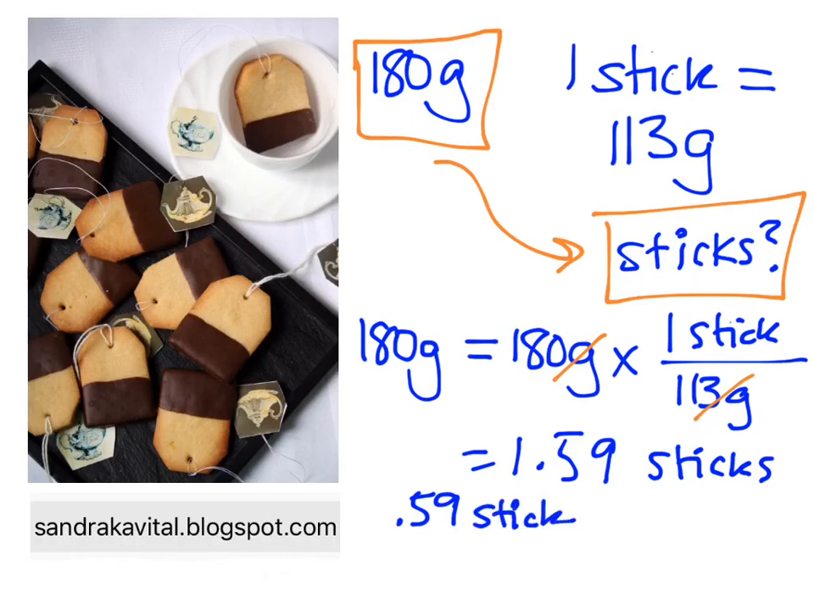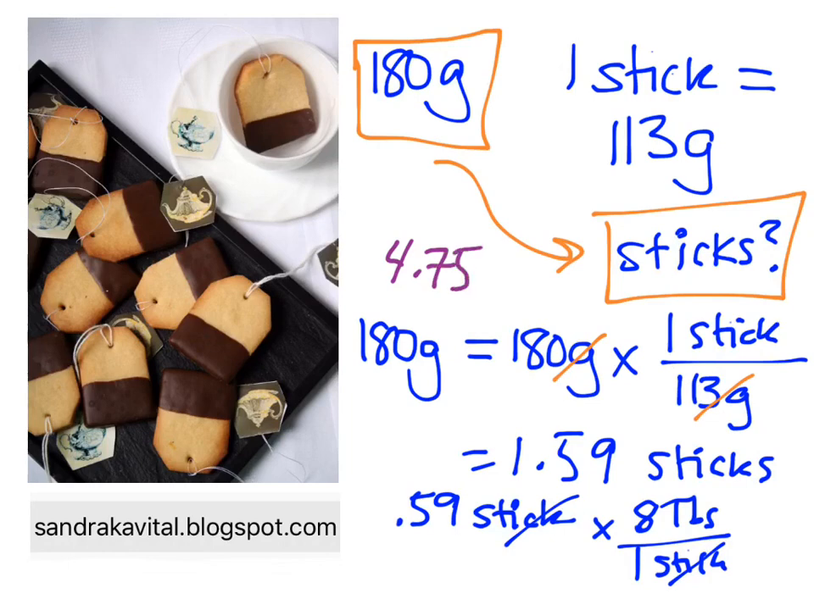So 0.59 sticks, and then you can multiply that by 8 tablespoons per stick. The stick cancels, and we should get an answer that's in tablespoons. And this turned out to be about 4.75 tablespoons. Okay, and so that was a nice enough number to work with, and I stopped there.